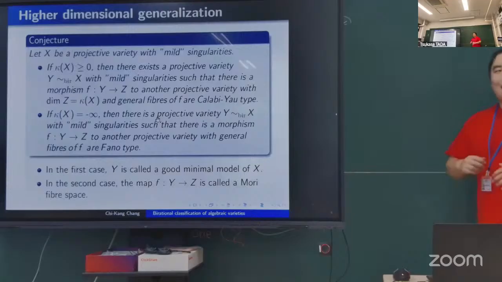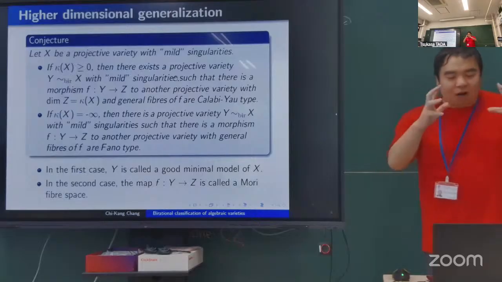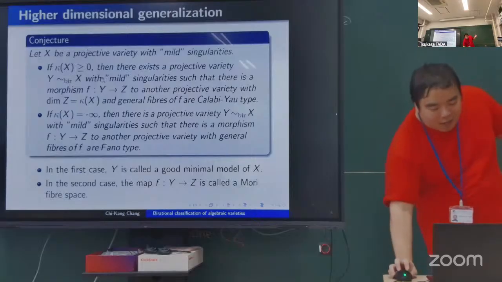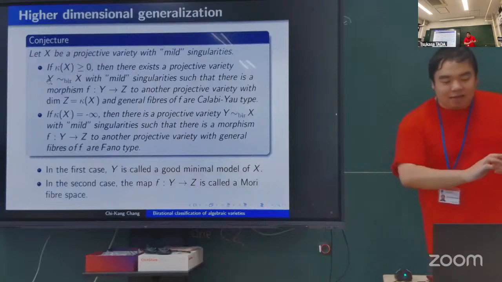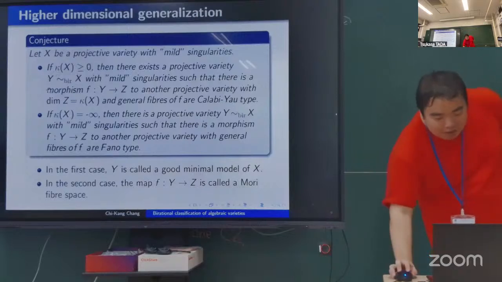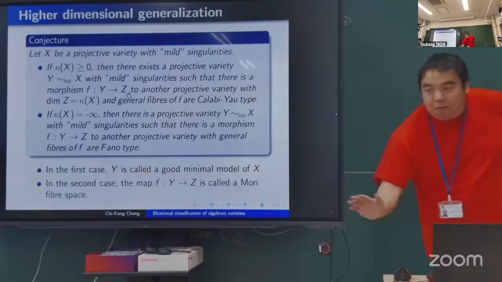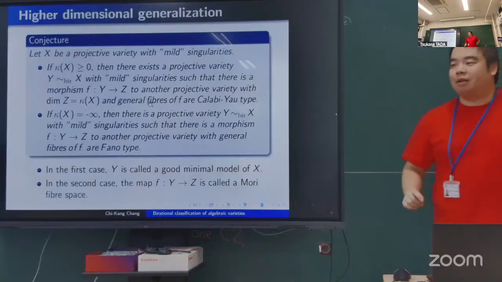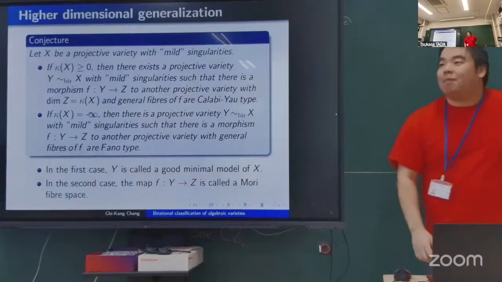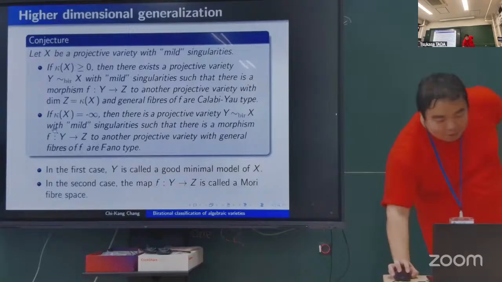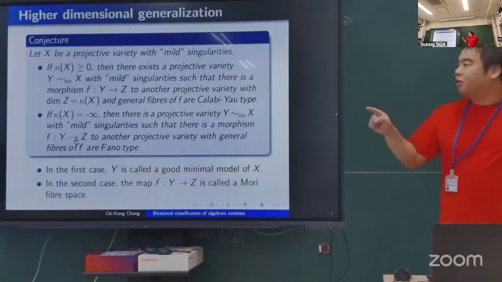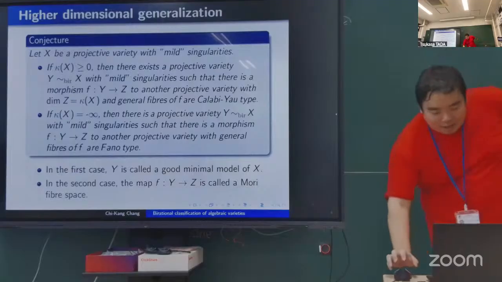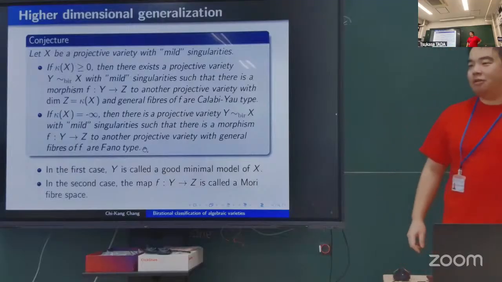And in birational geometry, our goal is this. For a projective variety with mild singularity, if the Kodaira dimension is non-negative, then it will have a minimal model Y such that there is a morphism from Y to another lower dimensional variety such that all fibers are Calabi-Yau type. And if the Kodaira dimension is minus infinity, then up to birational equivalence we will have a morphism to another lower dimensional variety, and in this case general fibers should be Fano type.